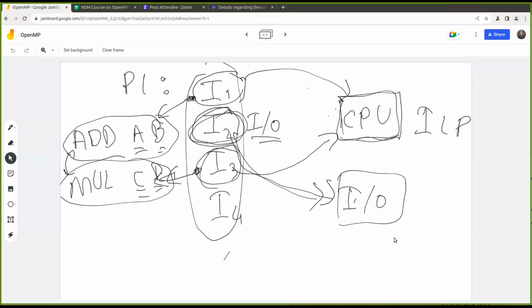So ILP is not possible if there's an instruction followed by another instruction which is dependent on that, right? Yes, sir.